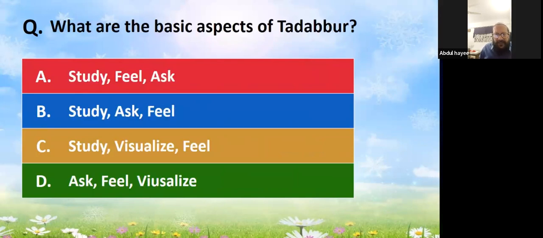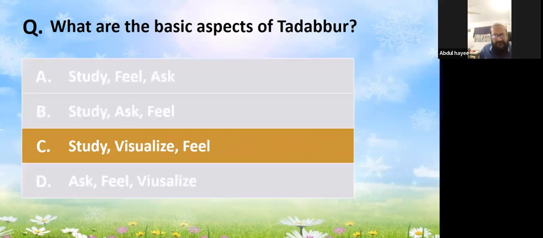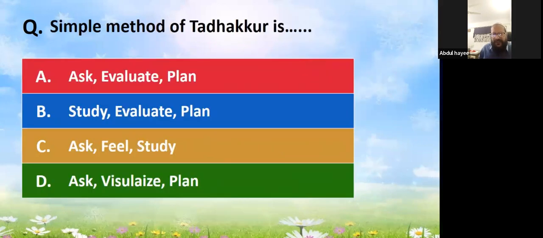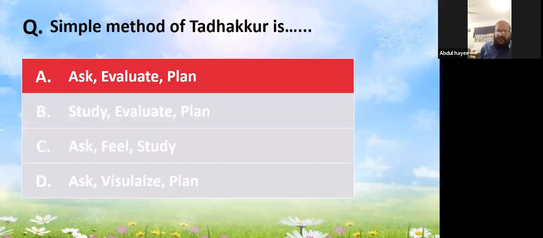What are the basic aspects of tadabbur? Study, feel, ask, visualize. C. Study, visualize, and feel. Then the simple method of tazakkur is: ask, evaluate, plan, or study, evaluate, plan, or ask, feel, study, or ask, visualize, plan. B. A. Ask, evaluate, and plan.